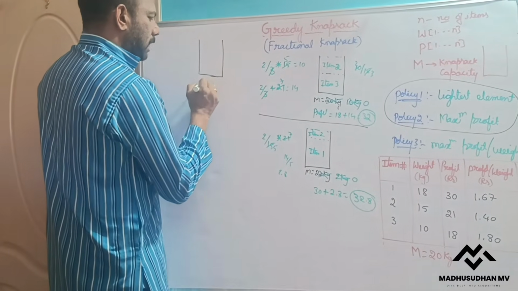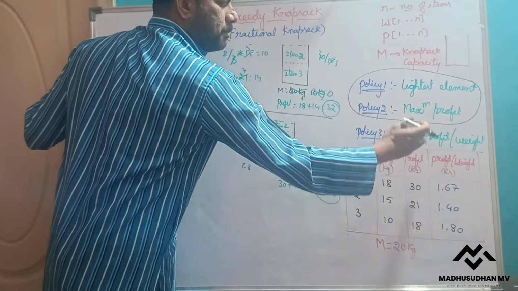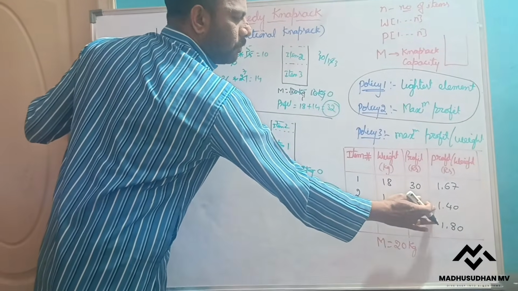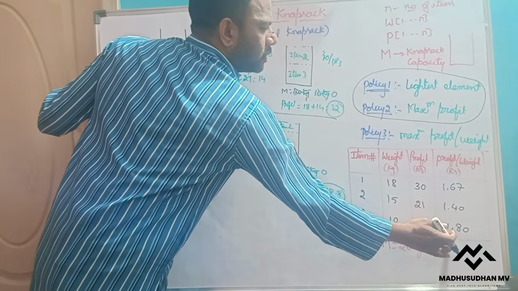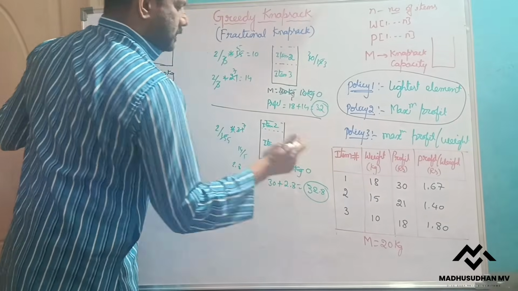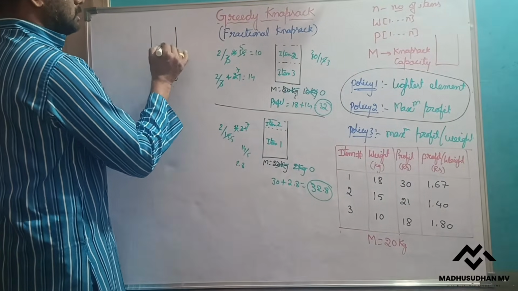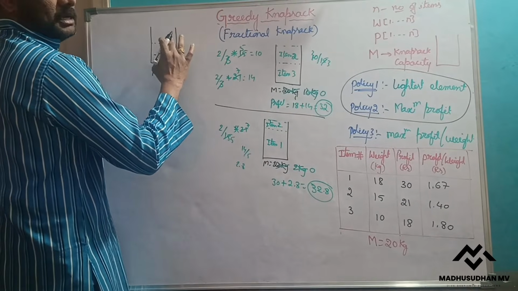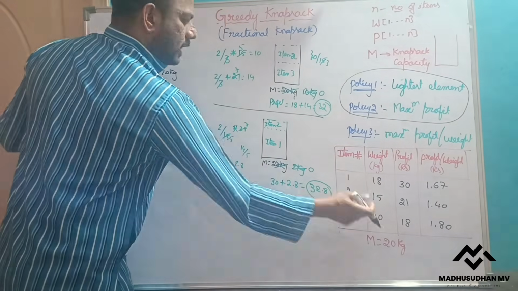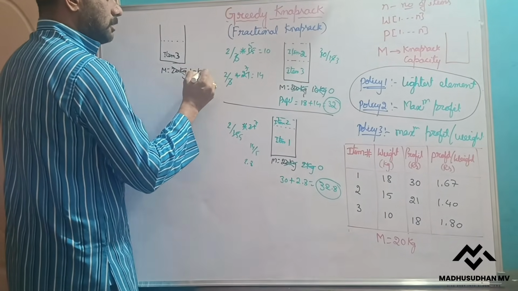Again, assume this is my maximum knapsack capacity of 20 kg. Now which is the maximum profit per unit? 1.67, 1.40, 1.80 is the maximum. Now you take this complete item, which has 10 kg. That is item number 3 that I am taking. So this is 50% occupied, and 10 kg is remaining.